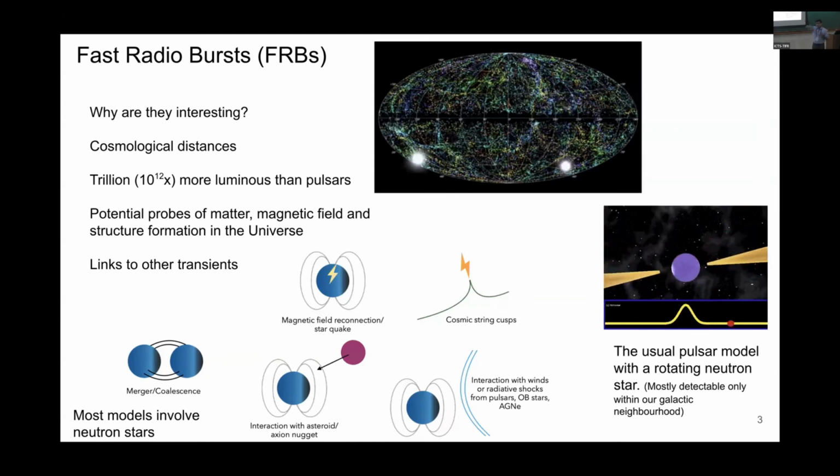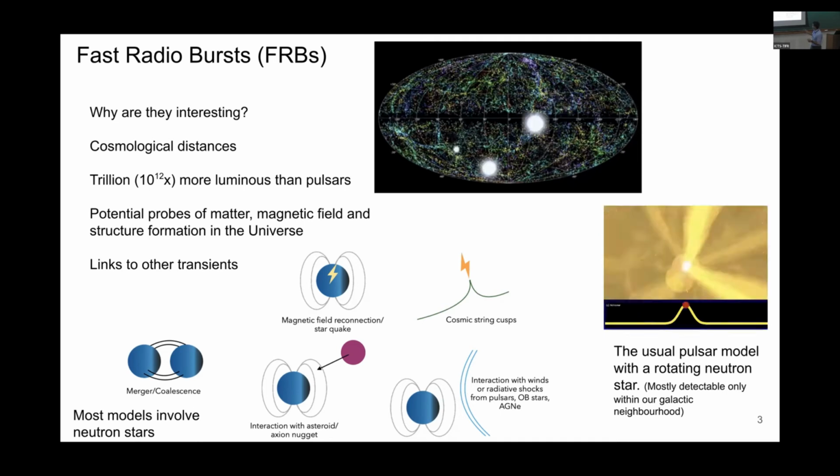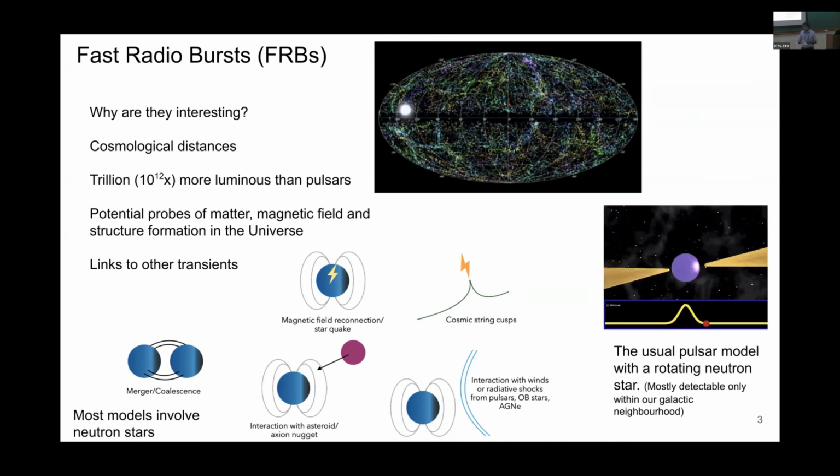And because they're traversing this entire universe, they are potential probes of matter, magnetic fields, and the structure in the universe. You can probe basically every electron and magnetic field that the radio wave passes through. And they could also be linked to other transients. We don't know what produces an FRB, but there are a lot of different models, most of which involve neutron stars, but there are also quite a few which involve exotic physics, axion nuggets and string cusps. I think Sandeep would know more about that than me. There are about 70 different models for FRBs, and we have no idea which is right.